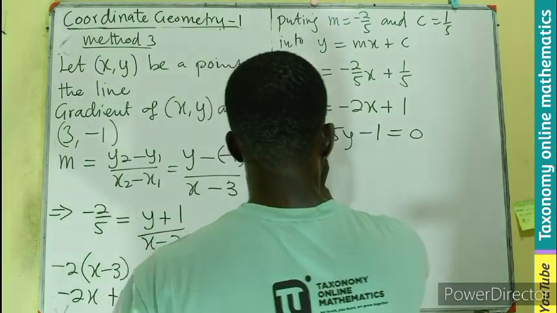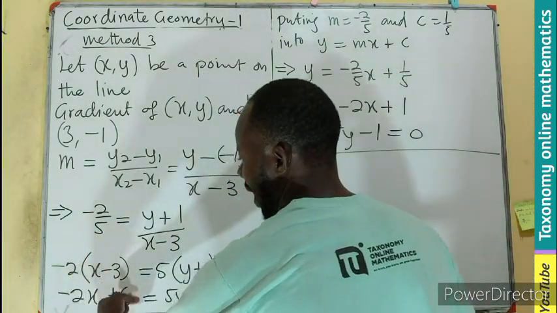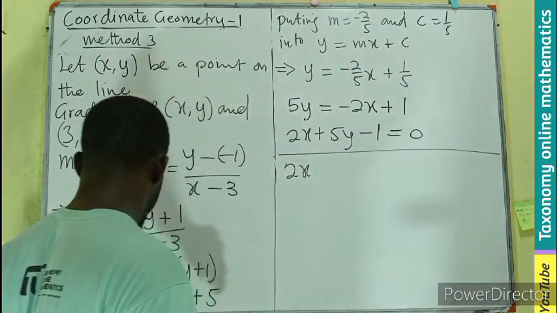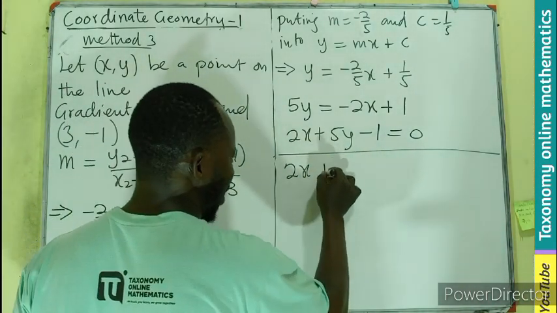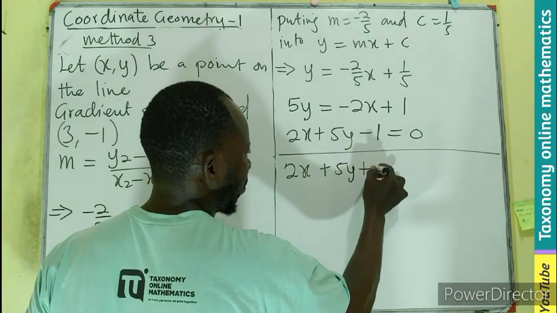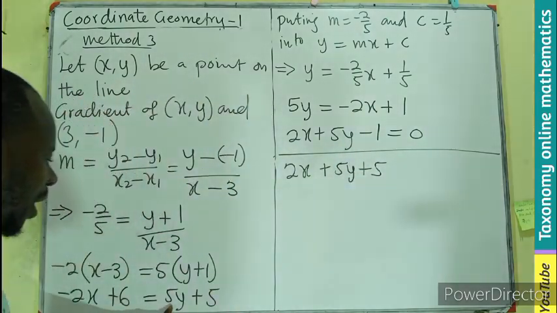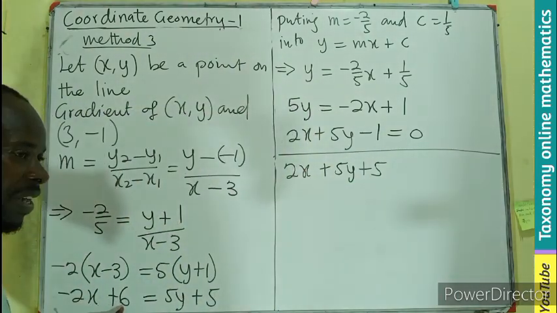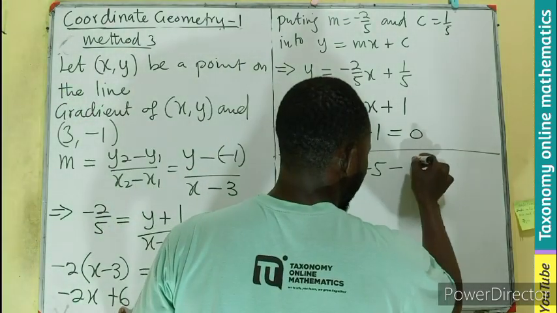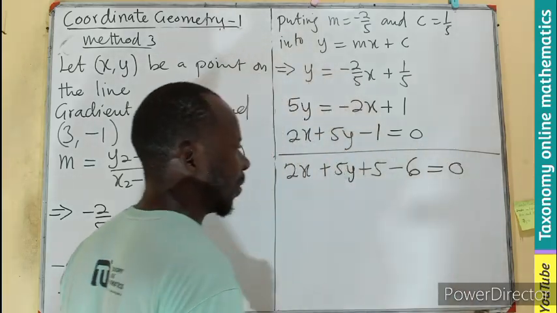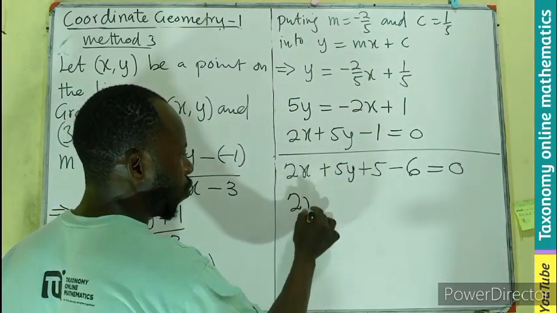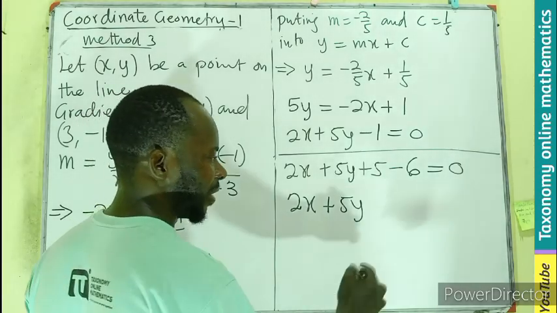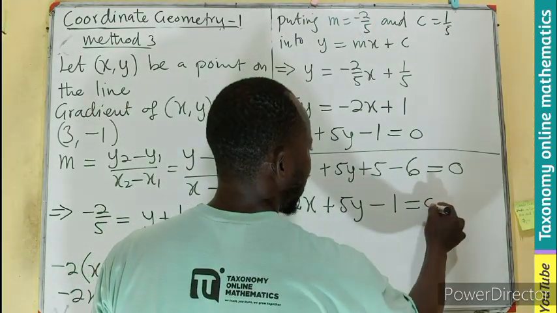So what are we going to do? Let's transpose everything from the left to the right. So negative becomes positive 2x. There is already a plus 5 there. Plus 5y plus 5. Then this is coming as negative, right? This is the positive 6. It becomes negative 6, leaving 0. So we can say that 2x plus 5y, 5 minus 6 is negative 1, equals 0.